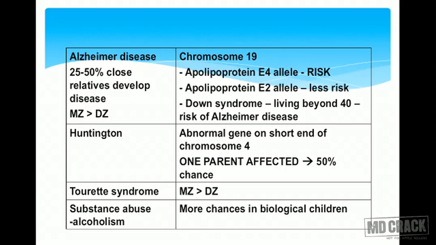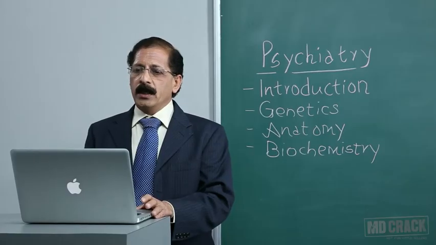The next important illness is Huntington. An abnormal gene on the short arm of chromosome 4 has been demonstrated in Huntington's. If one parent is affected, there is a 50% chance of getting Huntington. As far as Tourette syndrome is concerned, monozygotic twins have a higher concordance rate as compared to dizygotic twins. And very interestingly, substance abuse or alcoholism is associated with more chances of substance abuse in the biological children of the patient who is already suffering from substance abuse. So that's regarding some important genetic factor issues in psychiatry.